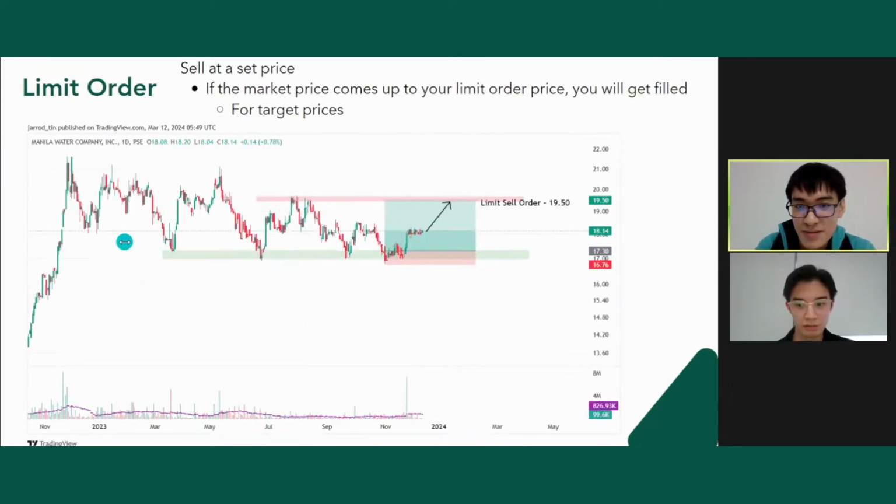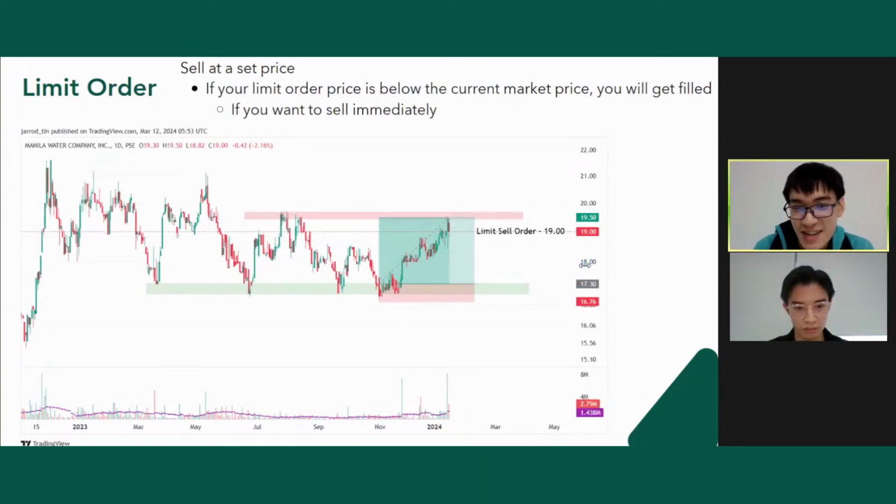So just to recap, sell limit orders are good for taking profits if you already know where you will sell. Diba? Pila ka na lang, kumila na yung ask mo. Your sell order, ipila mo na lang sa taas, then just wait for the price to hit it. The next is, if nandyan na, tapos you just want to sell immediately, you just set your sell limit order lower or at the current market price so that you can get filled immediately. So, ganun lang yung limit order.